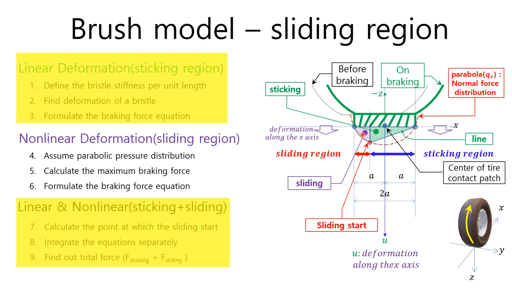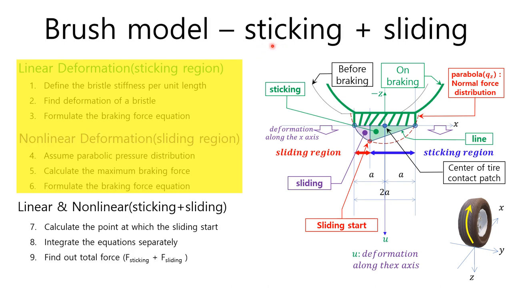As a result, relative displacement occurs between the bristles, since the braking force in the x-axis applied to each bristle is the value obtained by multiplying the vertical force by the tire friction coefficient mu. The braking force in the sliding region can be obtained using the integral equation of the parabola in the purple section. Therefore, the order of obtaining the braking force in the sliding region is: assume a parabolic pressure distribution and calculate the maximum braking force, then formulate the braking force equation.